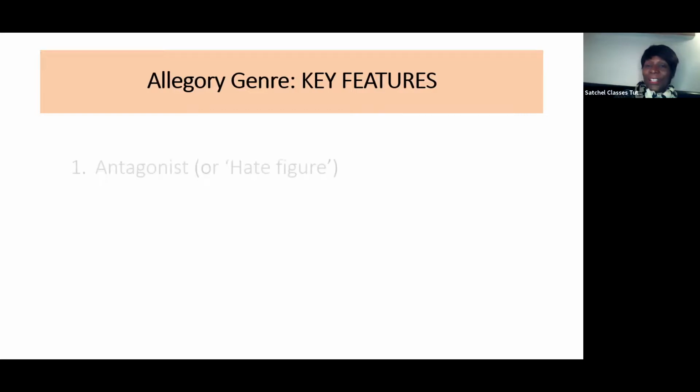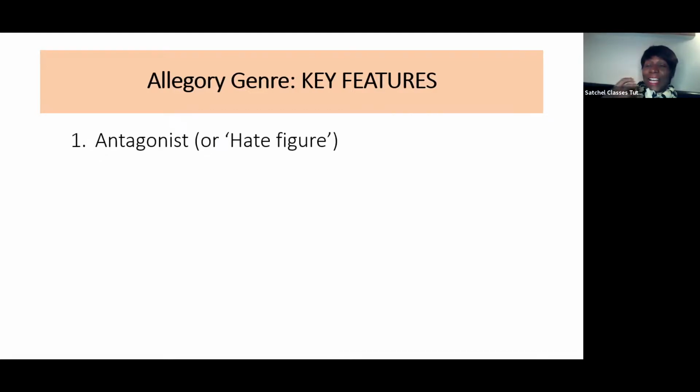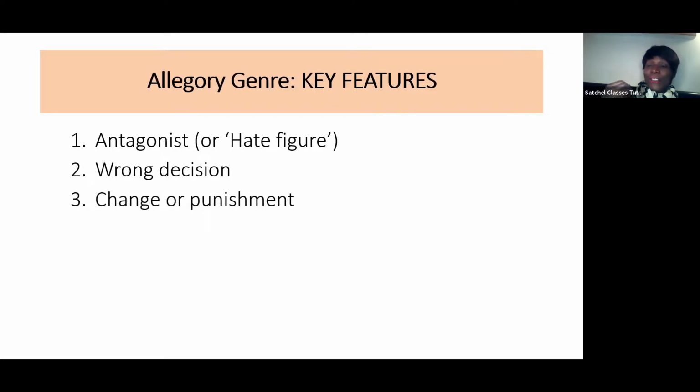What is an allegory? Well, an allegory is a form of text that has a central antagonist. So often the figure is a hate figure, someone that we love to hate, someone who has obviously done something wrong, someone with a bad reputation, who's made bad decisions, and they keep making wrong decisions. One big wrong decision, several wrong decisions, but there is an opportunity for change or punishment.